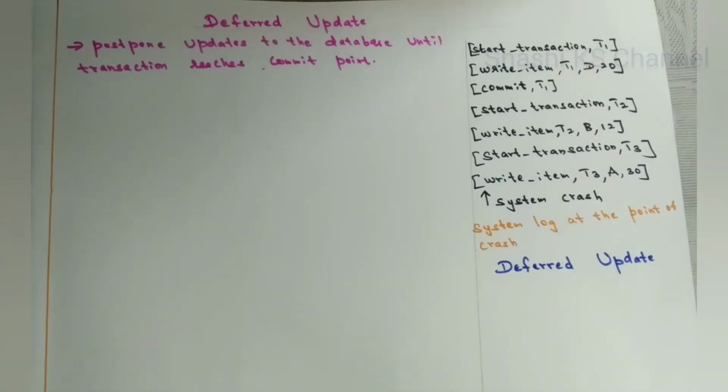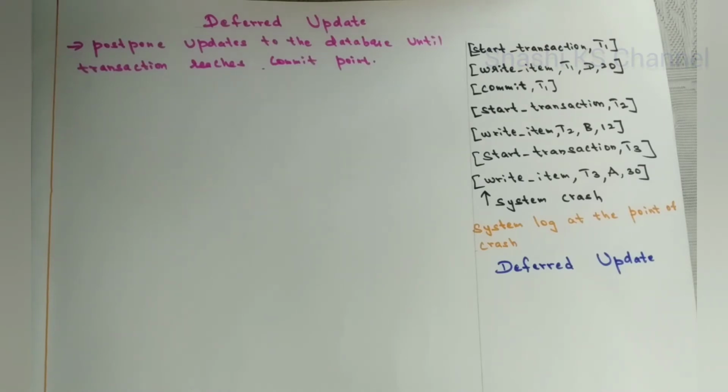Previously, I told you there are two types of operations, undo and redo. So do we need an undo operation here? When do we need an undo? If the transaction changes the values of the data items in the database before reaching its commit point, and later the transaction fails, then an undo operation is required. But in deferred update, the transaction is not going to make any changes to the data items in the database until it reaches its commit point. So in deferred update, an undo operation is not required at all.